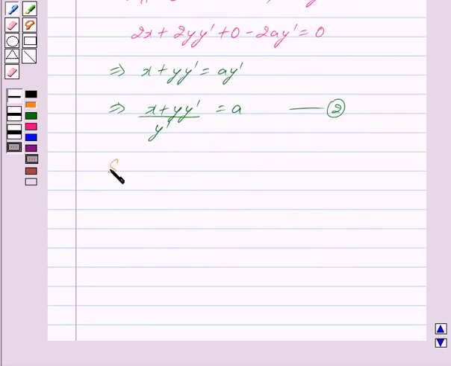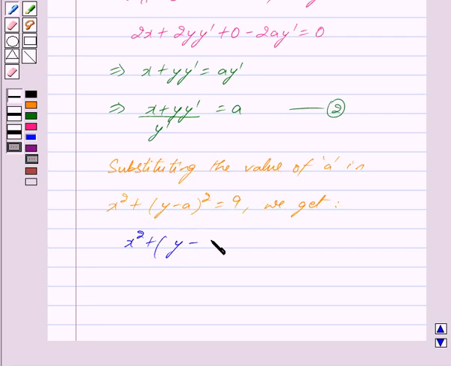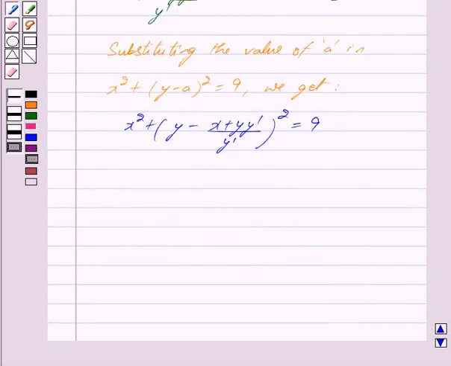Now substituting the value of a in x square plus (y minus a) whole square is equal to 9, we get x square plus (y minus, now a is equal to (x plus y y dash) upon y dash) whole square is equal to 9. This implies x square plus, now taking LCM, (y y dash minus x minus y y dash) upon y dash whole square is equal to 9.